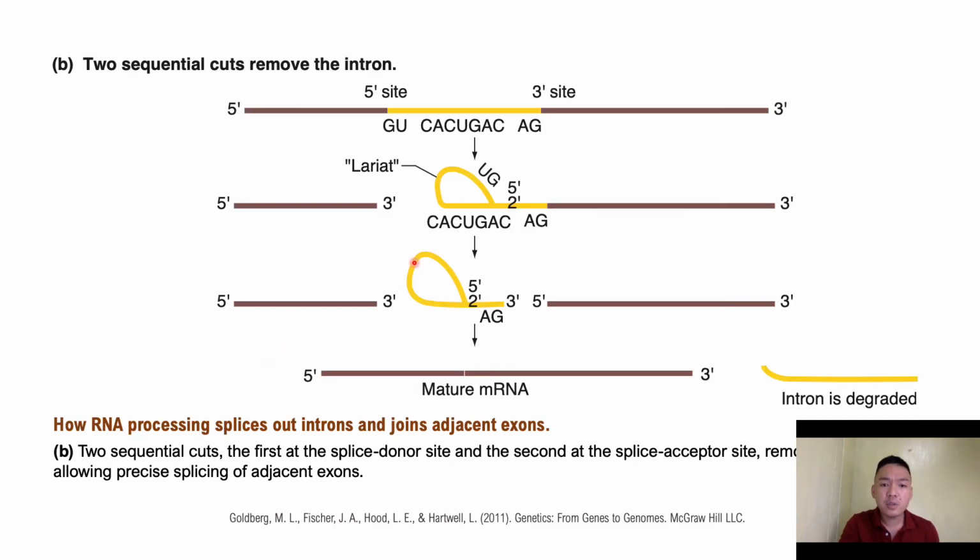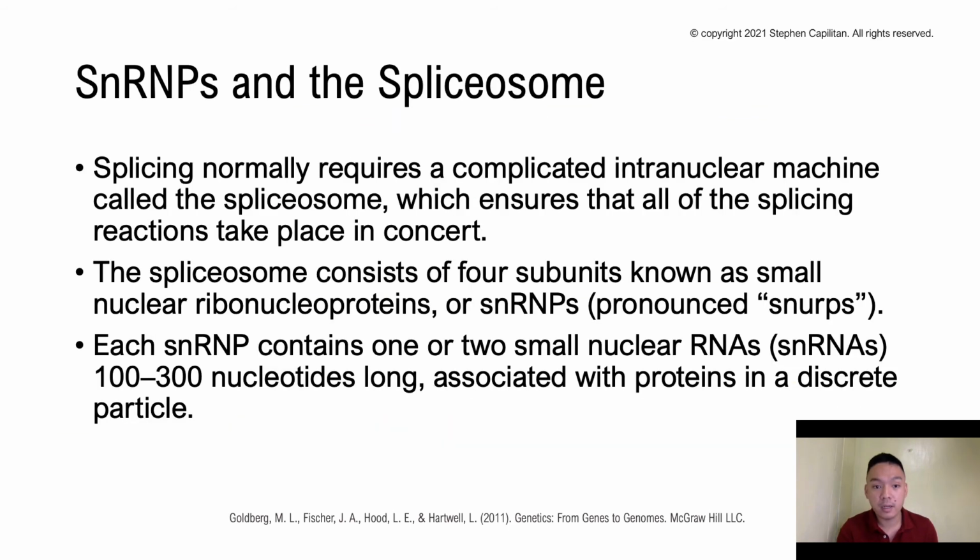And then there are two sequential cuts. The first is at the splice donor site, and the second is at the splice acceptor site. Then they form a lariat. After forming a lariat, the intron is degraded and the exons are joined as a mature mRNA.